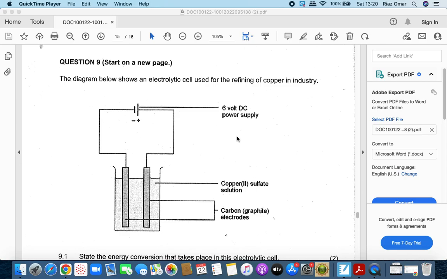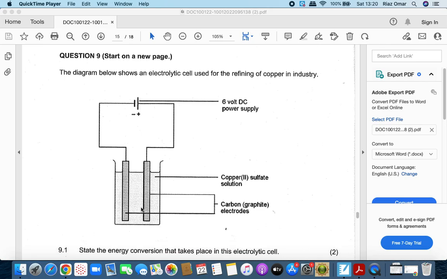We are looking at question 9 of the preliminary exam, the chemistry exam. If you look at the question, it says the diagram below shows an electrolytic cell used for the refining of copper in industry. So we've got electricity, we've got a cell, and the electrodes are put into an electrolyte, and some chemical reaction takes place.